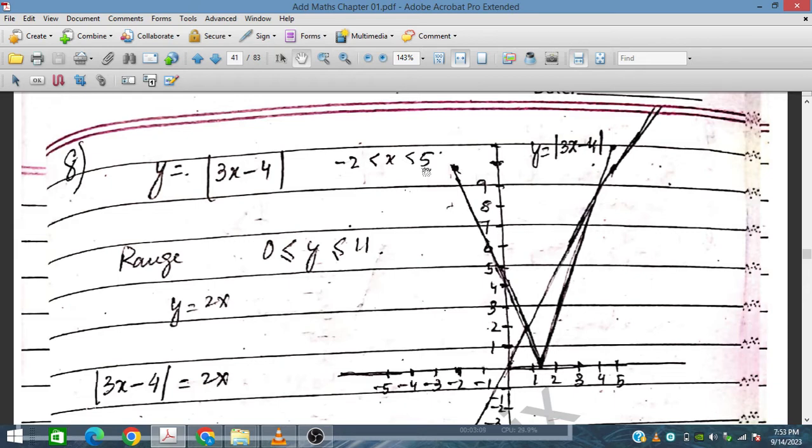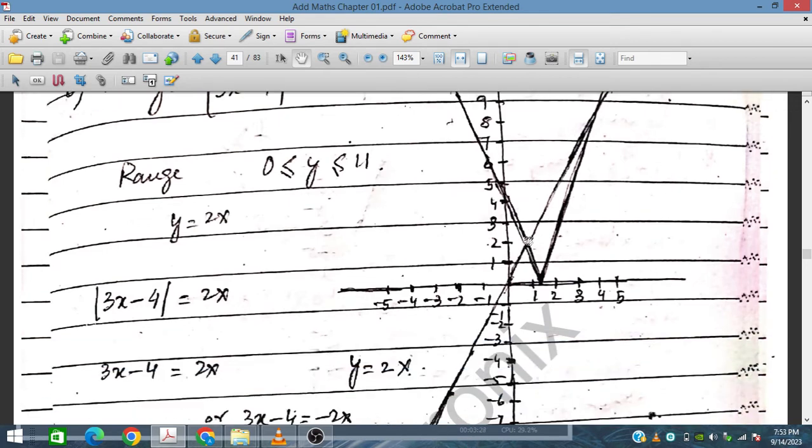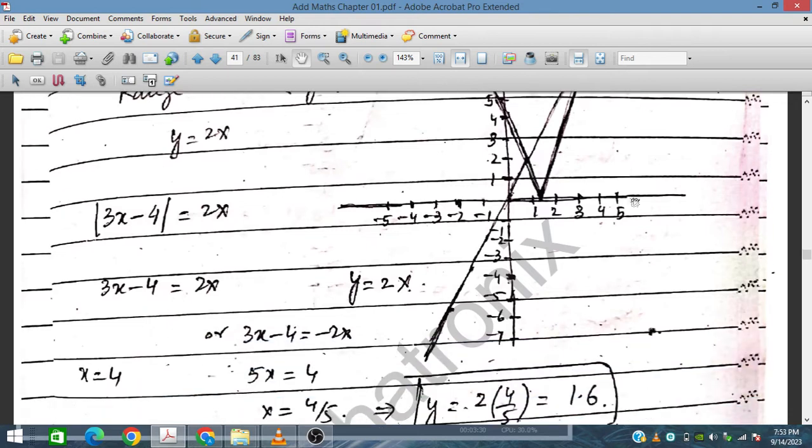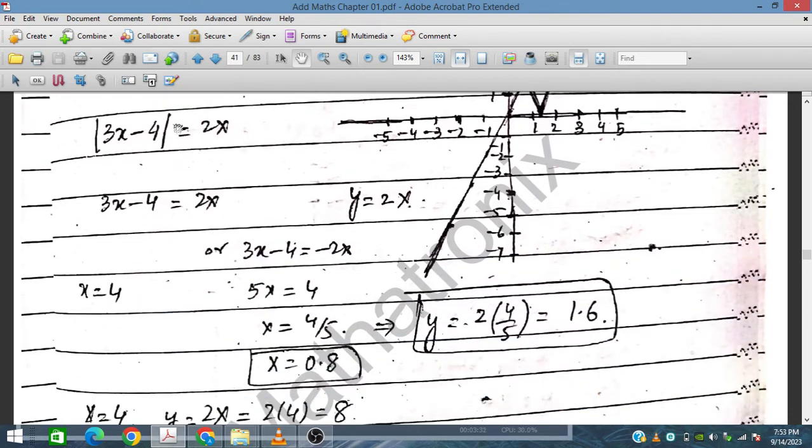So this is y is equal to modulus of 3x minus 4, and y is equal to 2x passes through the origin, and at y is equal to 1, x is equal to 1 by 2, and we extend this graph. It intersects at this point and this point. So at two points we can write 3x minus 4 is equal to 2x, and for the negative value, 3x minus 4 is equal to minus 2x. From this we obtain the x and y values.